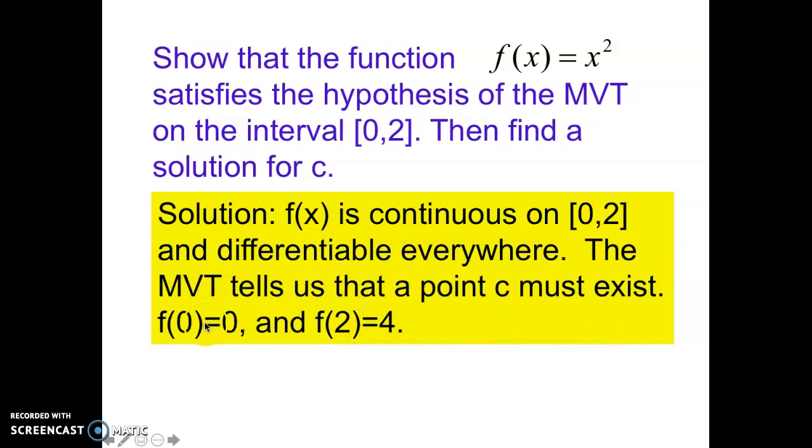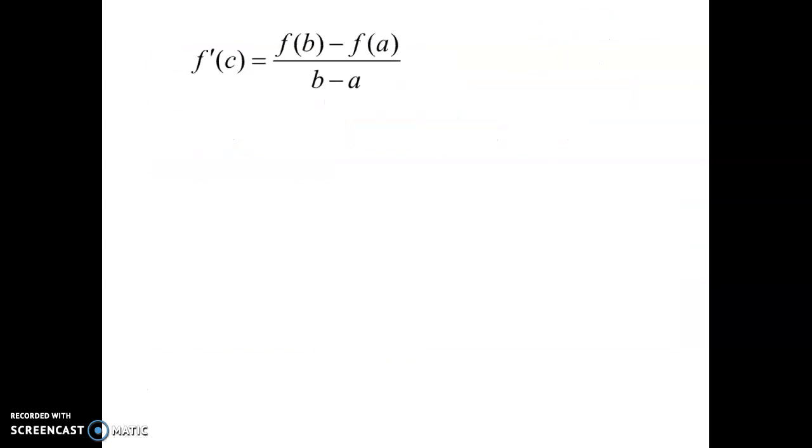The endpoints of this interval are at (0, 0) and (2, 4), because I put 0 and 2 back into the original function to find those endpoints of the interval. So that means somewhere between 0 and 2, this must be true. So I'm going to put in my values here. b was 2, a was 0, and the derivative of x squared is equal to 2x. So the derivative of x squared at c will equal 2c.